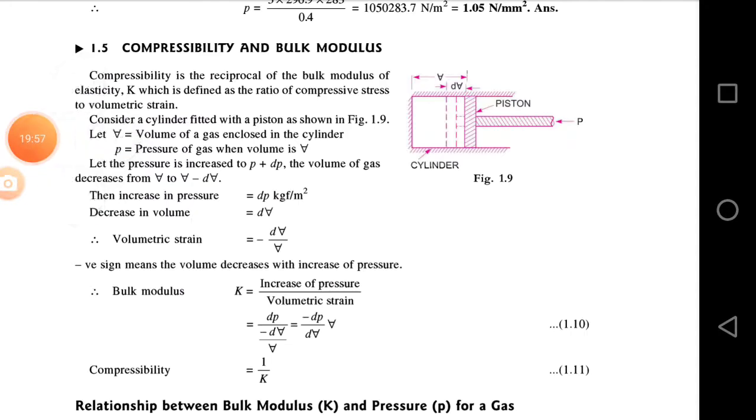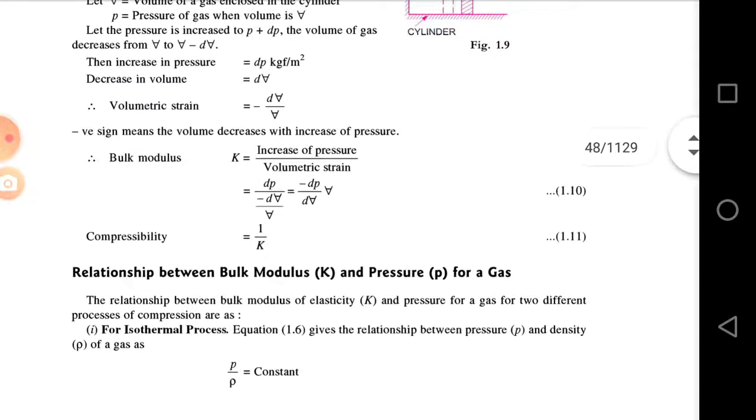Then another property is compressibility, which depends on the bulk modulus of the liquid. Compressibility is the reciprocal of the bulk modulus of elasticity, which you are familiar with. It is the ratio of compressive stress to volumetric strain. And compressibility is given by 1 by K, where K is increase in pressure divided by volumetric strain. Volumetric strain, you know, is change in volume by original volume.